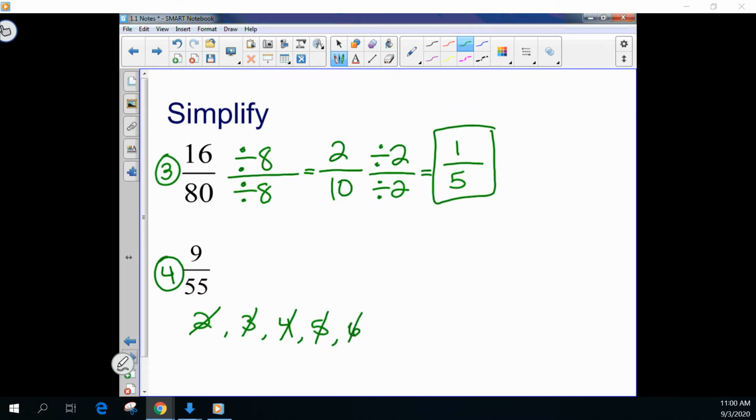6 doesn't go into either. You kind of get down to 7, 8, 9, 10. None of those go into 9 and 55 both. So this right here is completely simplified. 9 over 55 can't be simplified anymore.